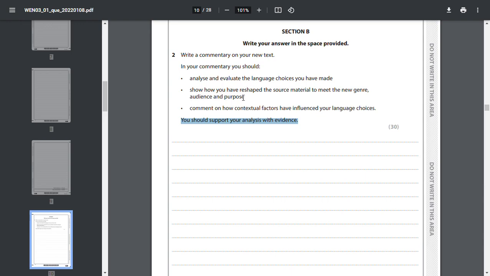And show how you have reshaped the source material to meet the new genre, audience, and purpose. So the old genre, what was it talking about? And the new genre, what is it talking about, and whom is it targeting? And the purpose. What is the purpose of text A vis-a-vis your new text? What is the purpose of text B in the older text vis-a-vis your new text? And then comment on contextual factors.